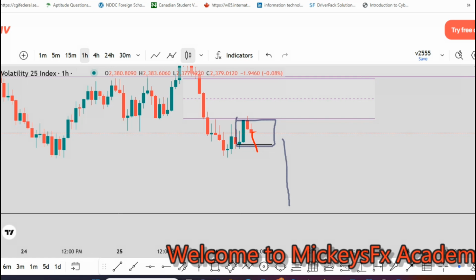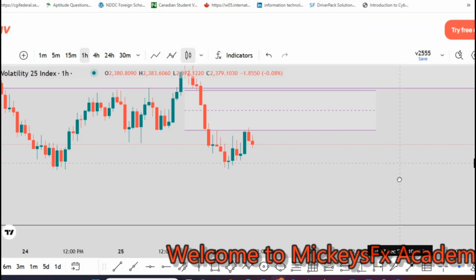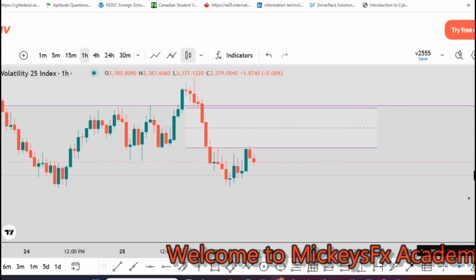A lot of people look at order block as just one candle sitting in one place. No, an order block can be a series of up close or down close candles before a break of structure or a change of character or something. Like this area now, this is also an order block. This is a series of up close candles. Look at the series of up close candles.